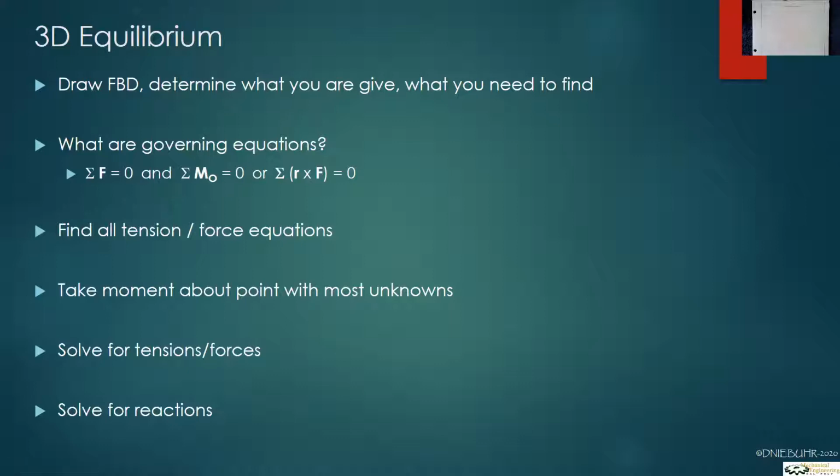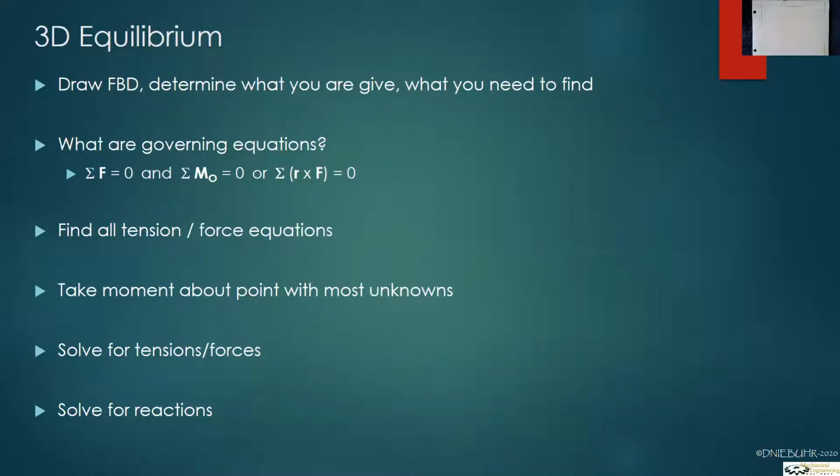So as we found, in 3D equilibrium, we're going to set up our sum of the forces in the X, Y, and Z, and our sum of the moments about a particular point. The examples I'm going to show you in this lecture will be where we find a moment about a point or a line. And that's it, just like we did in chapter 3. Then once we've decided our equations, we need to determine what our tension and force vectors are, and then pick the point where we're going to take the moment. The easiest is to choose the point with the most unknowns. Then solve for tension forces, and then solve for your reactions.